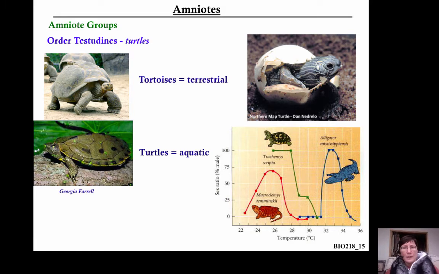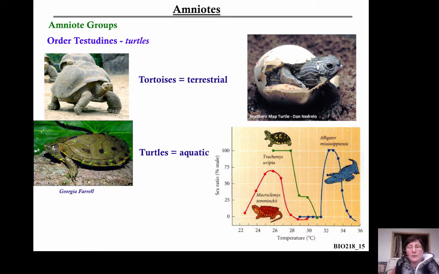So at these lower temperatures, notice what you're getting is 100% male. That's what's indicated by that green line: from 26 to 28 degrees, it's 100% males. And then at temperatures higher than that, from say 28 to 31 degrees, you get primarily females. So instead of the gender of the turtles being genetically determined, it's temperature dependent.